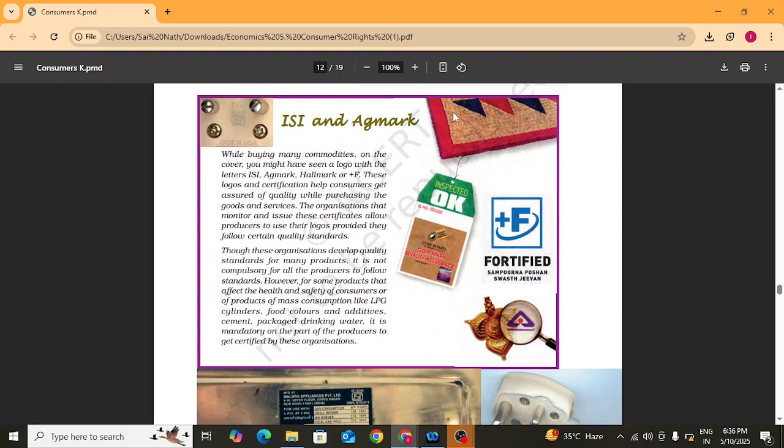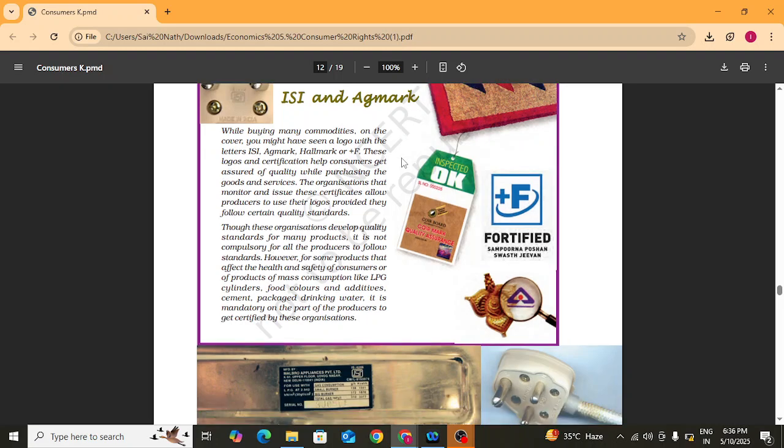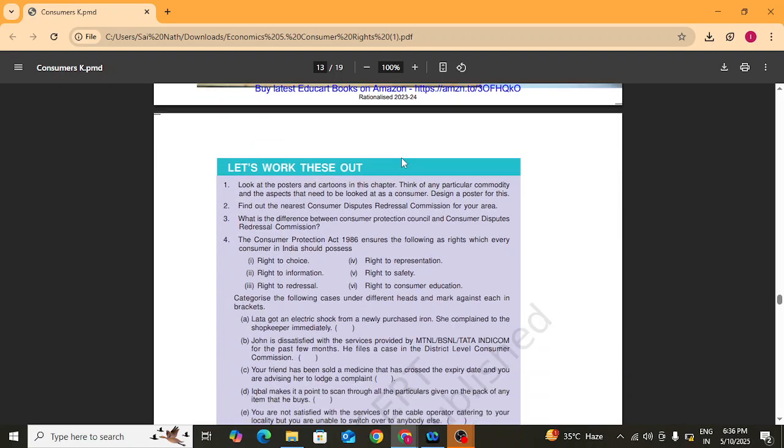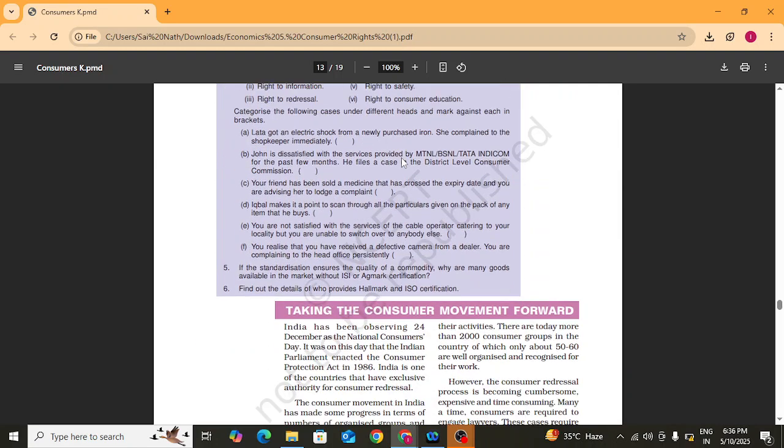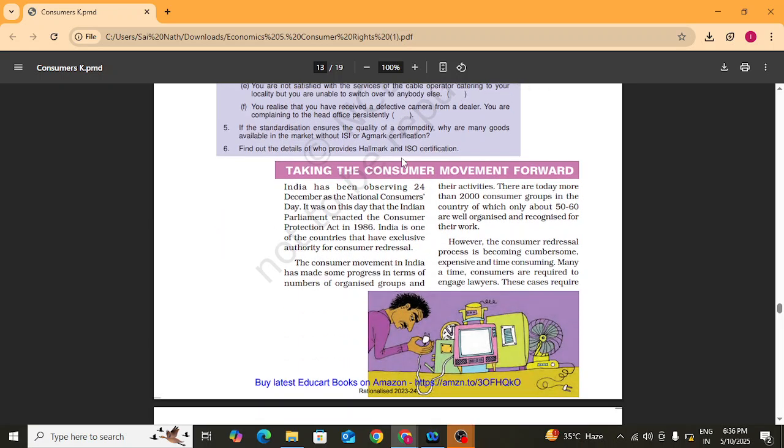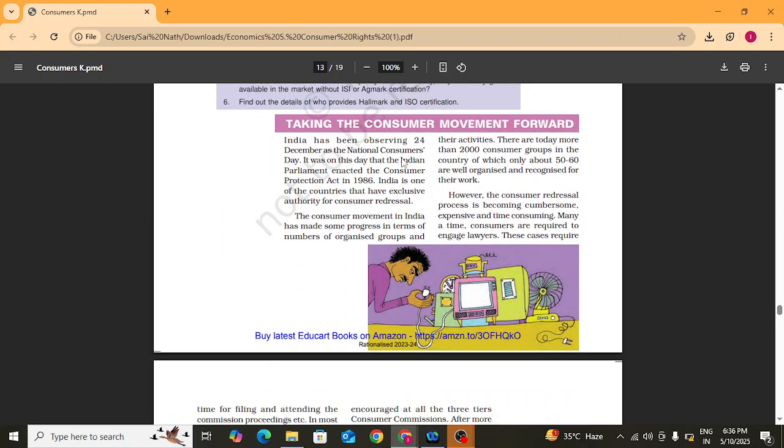We also have ISI and AGMARK, some like these two. There are other institutions in India which guarantee the safety of a product. We have so many products, electrical appliances, food, that our government checks and basically certifies that this is very safe for us to consume.